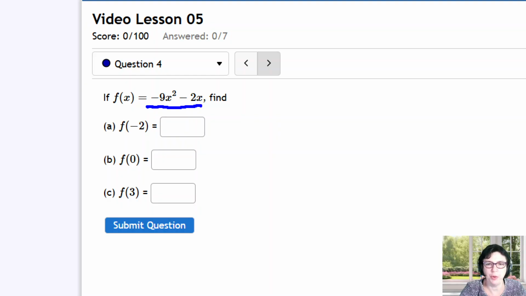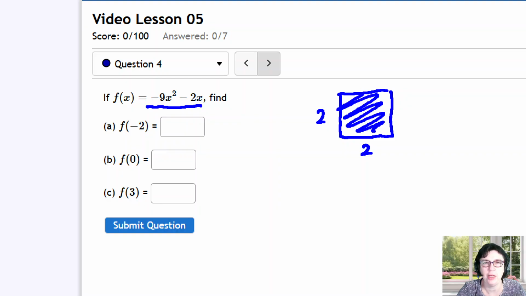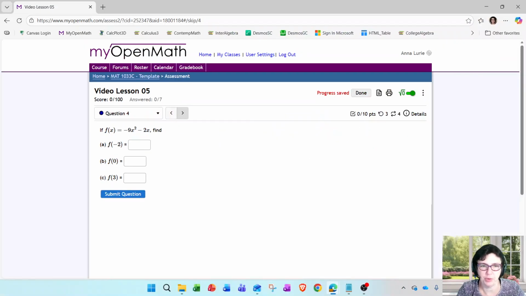The best way to think about it is imagine you have a square and you want to find the area of the square. So maybe this side is 2 and this side is 2. To find the area, this whole thing, you multiply them together, and a square is like a square, right? So you have 2 and you're squaring it, and that's how you get 4. So x squared just means x times x.